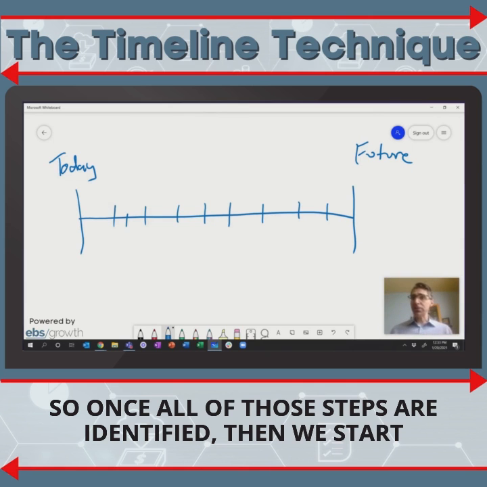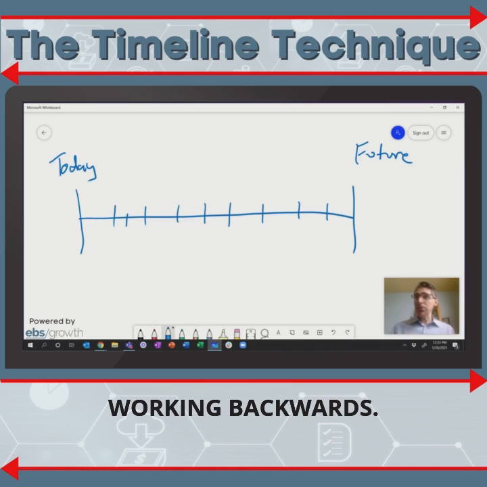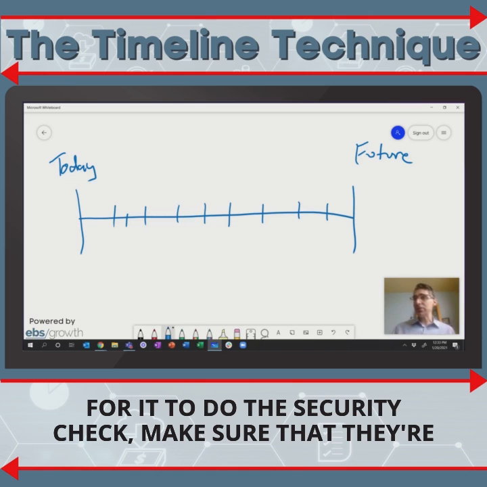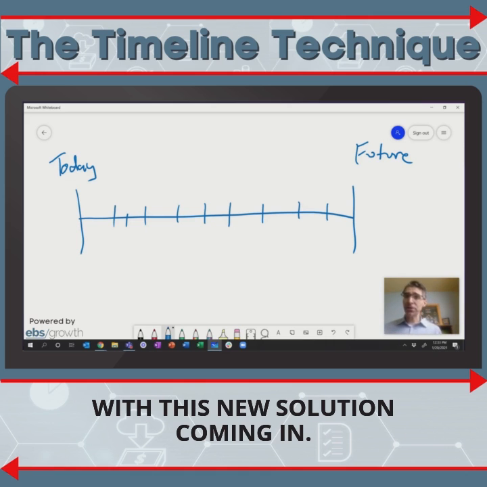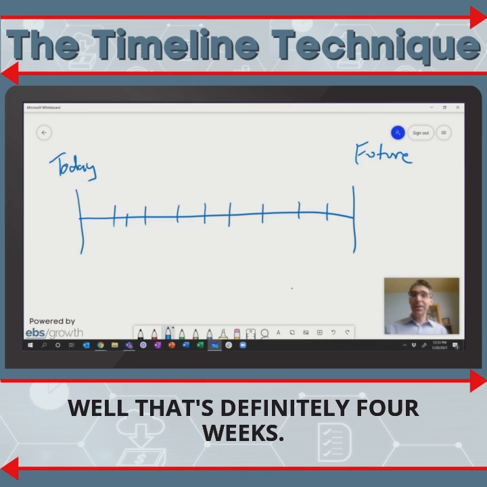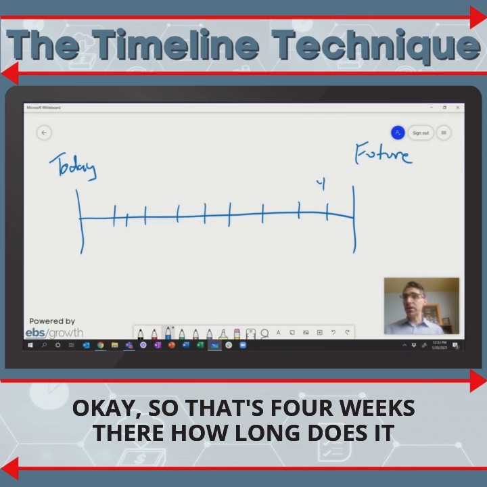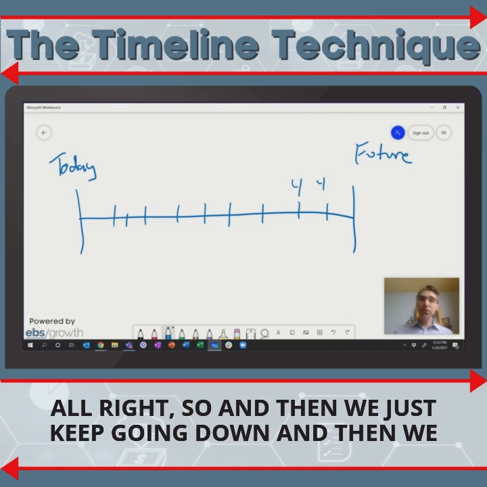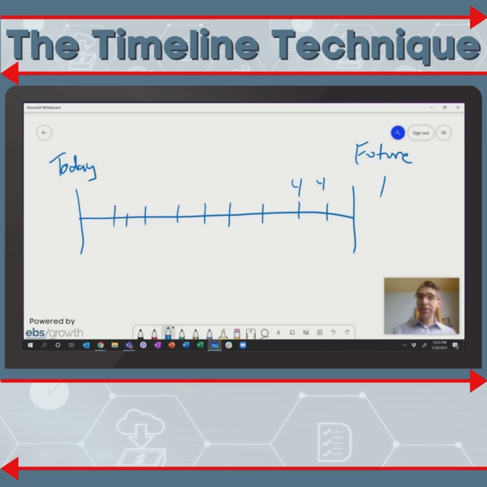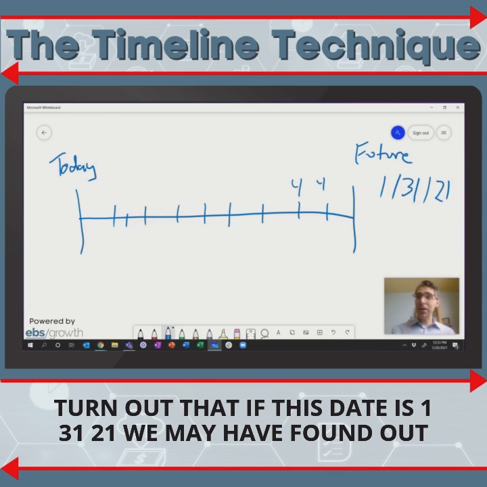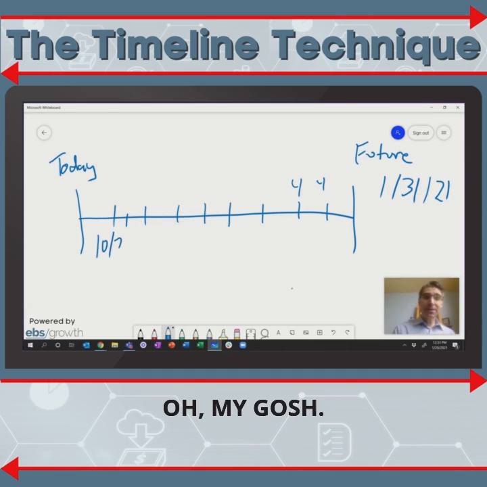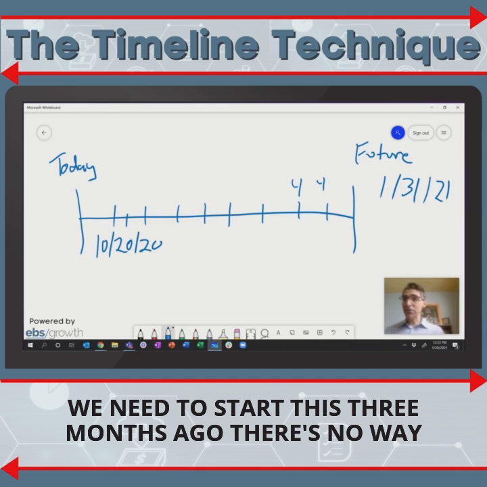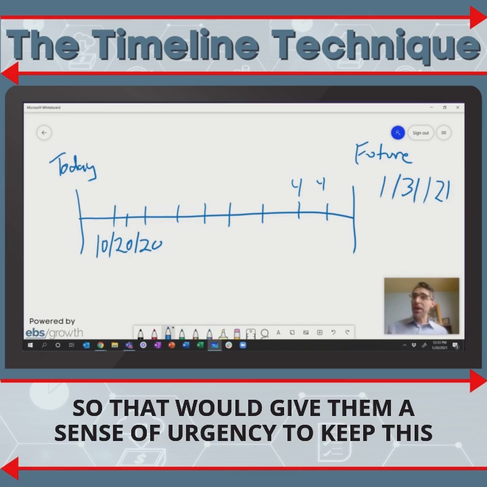So once all of those steps are identified, then we start working backwards. Okay, so how long does it take for IT to do their security check, make sure that they're okay with this new solution coming in? Well, that's definitely 4 weeks. Okay, so that's 4 weeks there. How long does it typically take for legal? Oh my gosh, that could take forever, but that's another 4 weeks. All right, and then we just keep going down, and we may find that if this date is 1/31/21, oh my gosh, we needed to start this 3 months ago. There's no way we're going to hit that. So that would give them a sense of urgency to keep this moving along.